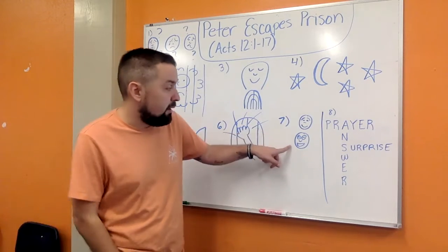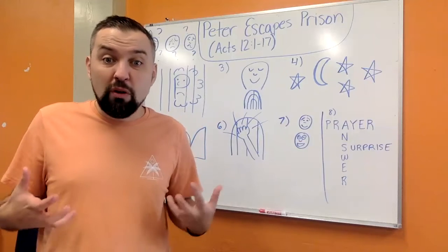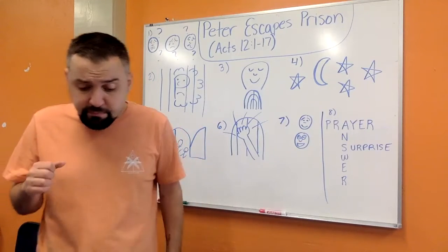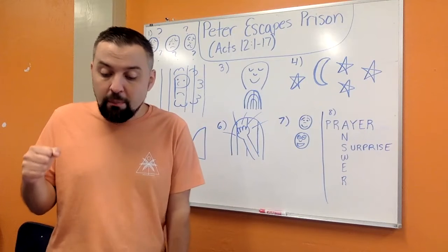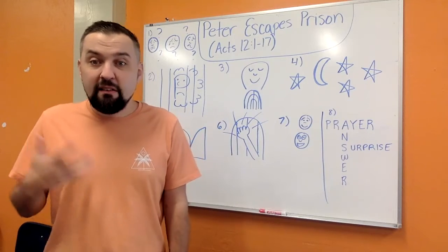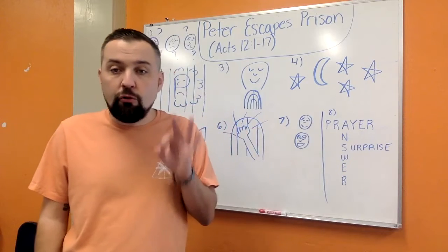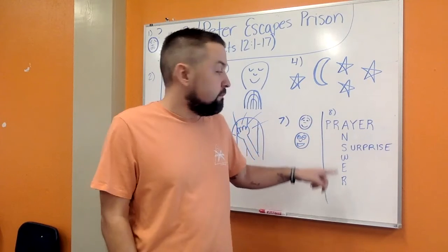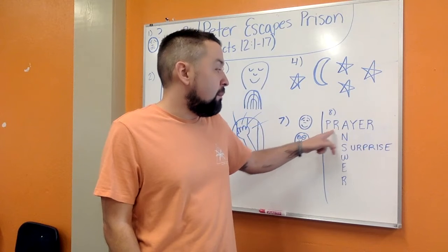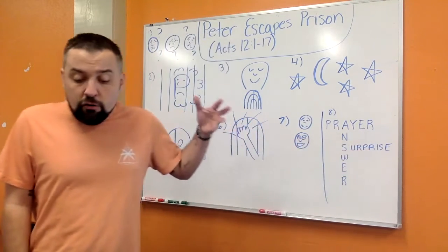Well, the next picture, you're drawing 2 faces, and one is happy and one is really surprised, okay? So Peter kept knocking on the door. And when they finally opened it, Peter's friends were amazed to see him. Okay. And then our last picture, you're going to do 3 words. You draw the word answer down the middle, and then you add prayer around the A, and then you add surprise to the S. Okay.